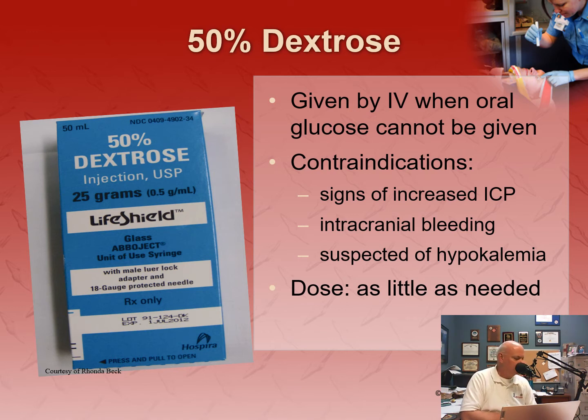We give D50 to adults and D25 to kids. The reason we give D25, which is simply just a weaker concentration, is because D50 is bad for you. All right, you can't give D50 to kids because that D50 can damage their small vessels, and it can actually draw fluid out of the brain.